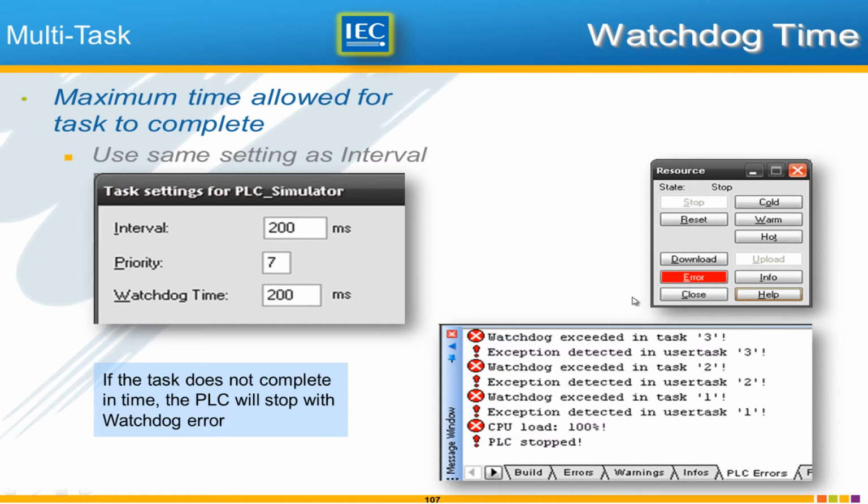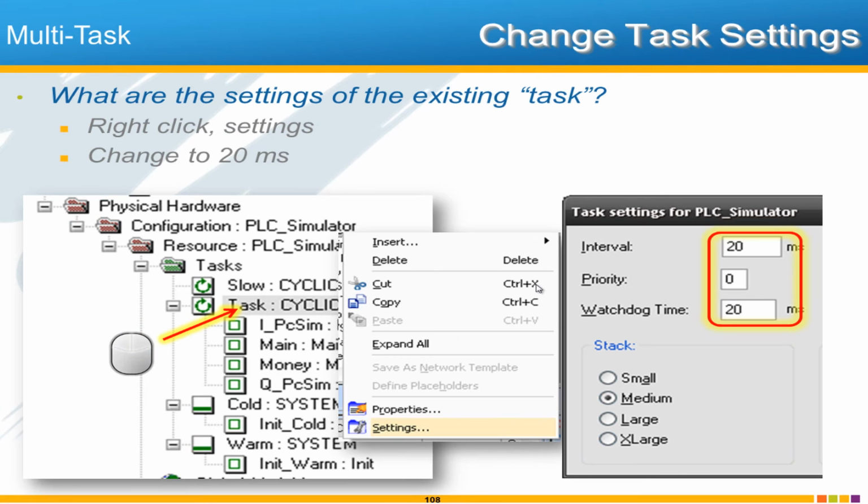When this happens, you need to analyze what's going on. You may just need to increase the watchdog time and interval together, or it may be that your code has some type of infinite loop in it, making it run too long. The next thing that we will do is right-click on the existing task and change its settings. Let's change its settings to have an interval of 20, priority 0. This is the first task that should run, with the watchdog time matching here of 20.